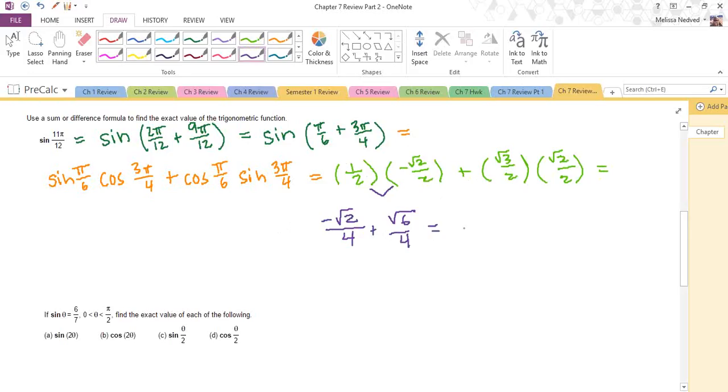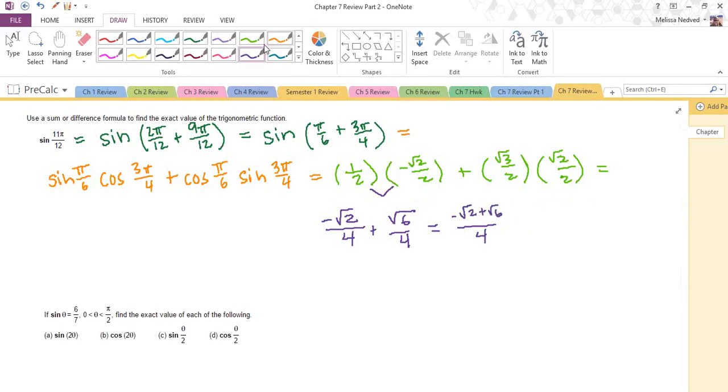Now I need to add. I've got my common denominator of 4. Since I don't have the same value under the radical, I can't add. You can multiply if your values aren't the same, but you can't add or subtract. So I'm just left with negative square root of 2 plus square root of 6.